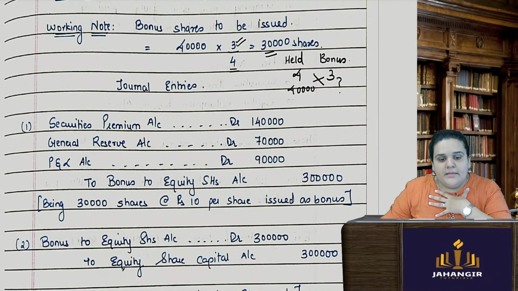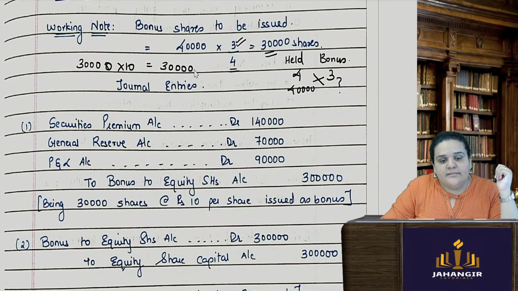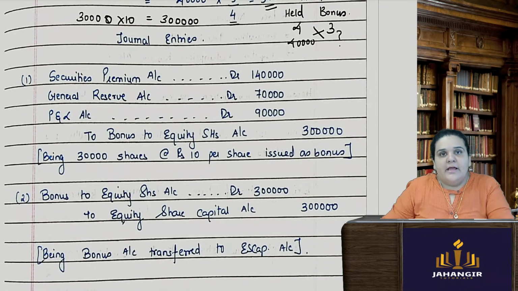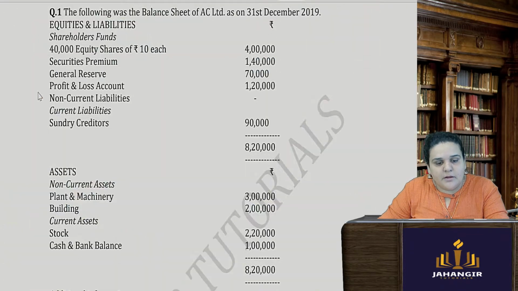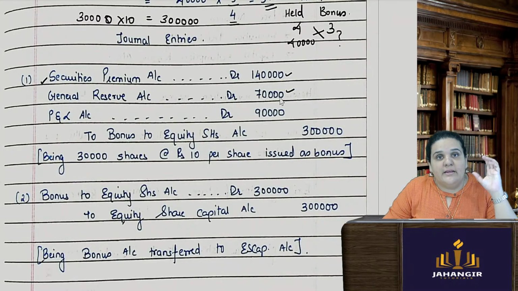So ideally the company is going to need how much money? 30,000 into 10, 3 lakhs rupees. So I'm going to use that from my reserves. I'm not taking any money from my shareholders. If I'm using that from reserves, I will pass the journal entry: securities premium account. They have told me to use securities premium account first. So I'm first using my 1,40,000. Then I'm using my general reserve account 70,000, and I still need 90,000 more, which I'm going to use from the P&L account, to bonus to equity shareholders, rupees 3 lakhs.